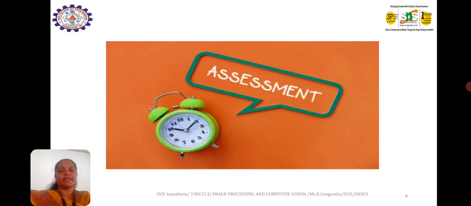So this is the assessment time. What are the two types of BJT? Next question is, what are the three terminals, and what is meant by saturation region? How are the junctions connected in saturation region?